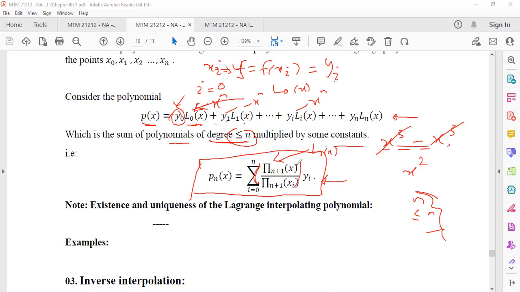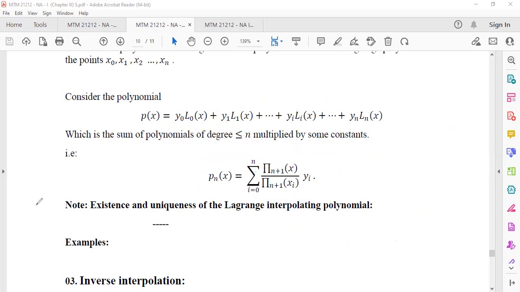You can put a bracket here. This is the summation of Li(x) times yi. Sometimes in some books they use li for the Li, and for the yi they use fi. You know these things now. They can use any variables. That's all the introduction about the Lagrangian method.